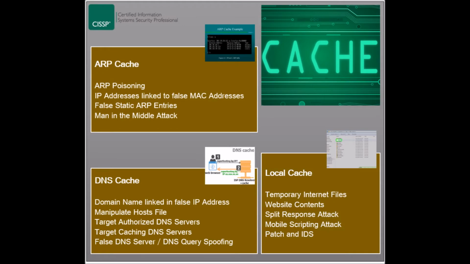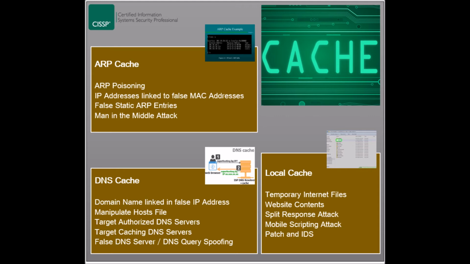The third form of caches is the local system cache, where temporary internet files are stored. This cache contains the website contents that a user visits, including the file caches. Security issues related to the file cache include the split response attack, where a client downloads content that is not an intended part of the requested web page.